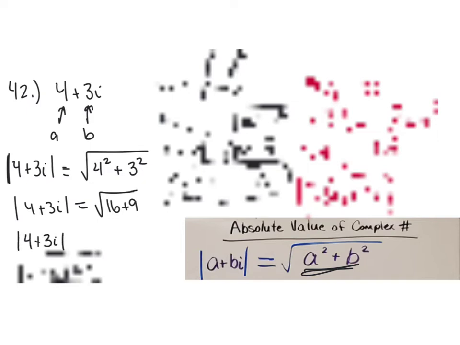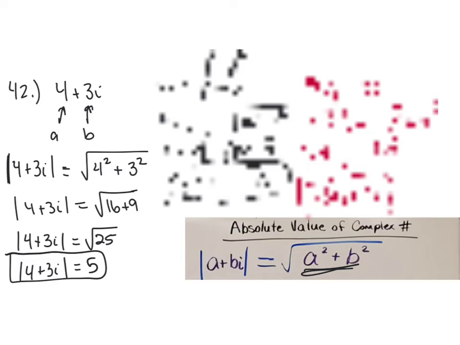So the left side is just like a label. It's like saying x equals. So I end up with the square root of 25. Now remember, we learned in 1.5 that 25 is a perfect square. So the absolute value of 4 plus 3i is actually just 5. So that's it for 42.